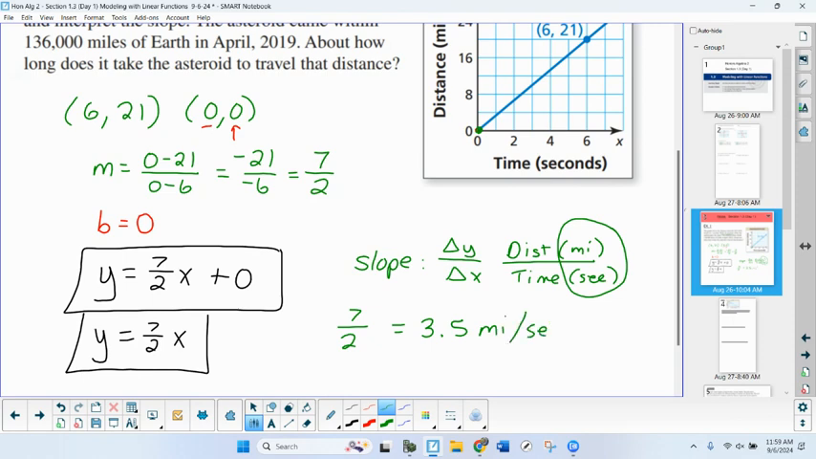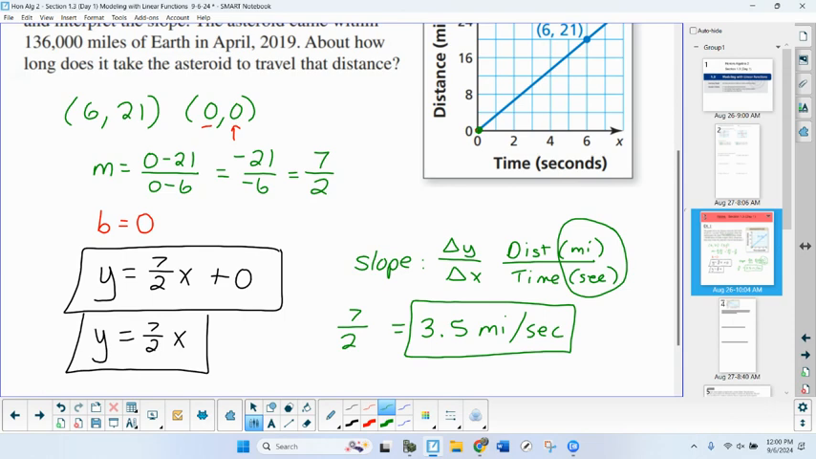Miles per second. So the asteroid is traveling 3.5 miles per second. That's what your slope means. The asteroid is traveling at a rate of 3.5 miles per second. Change in y over change in x. Look at your graph. Use the labels on your graph to help you with that.